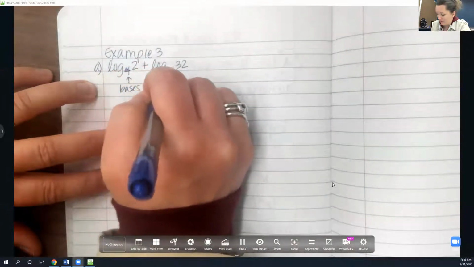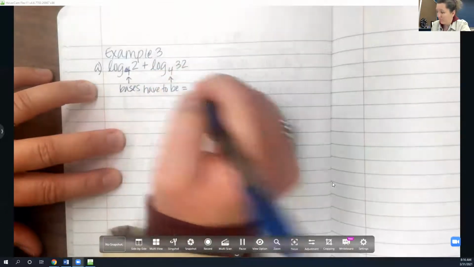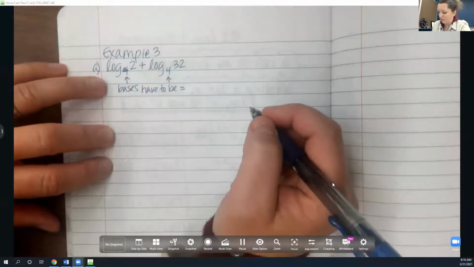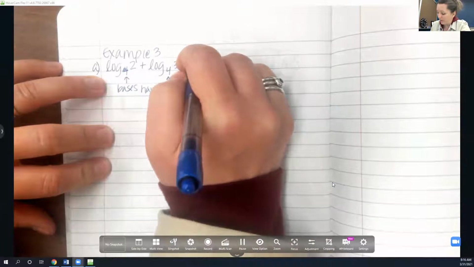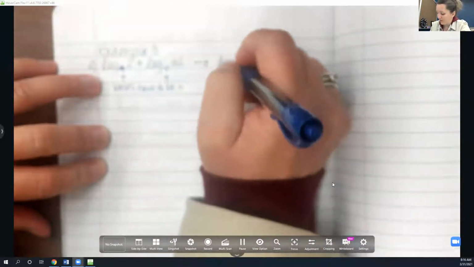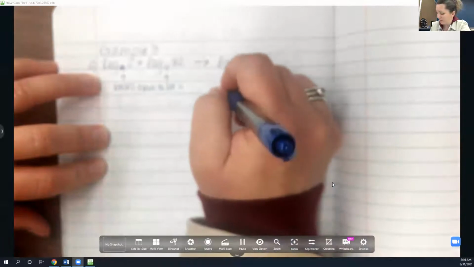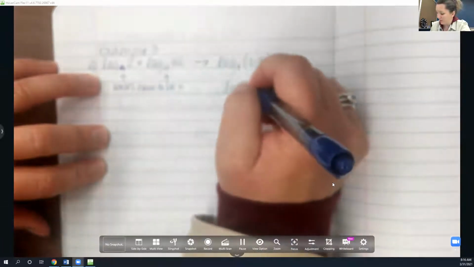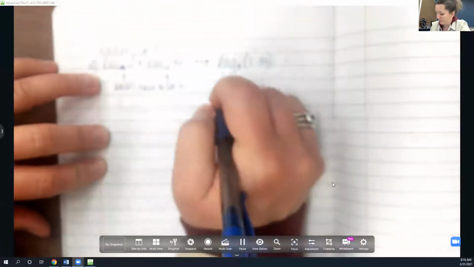Bases have to be equal, right? In this case, they are. They're both 4. So I can go ahead and condense the logarithm to be log base 4 of 2 times 32. And 2 times 32 is 64. So log base 4 of 64.